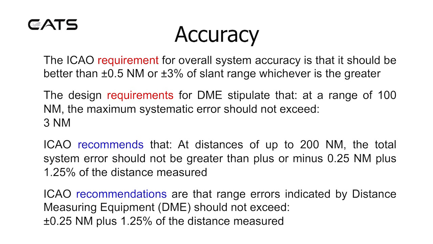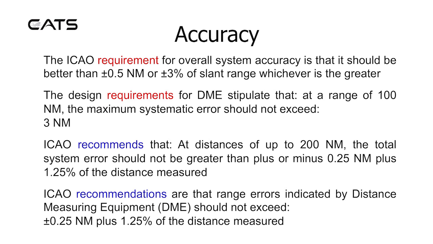Accuracy. The ICAO requirement for overall system accuracy is that it should be better than plus or minus 0.5 nautical miles, or plus or minus 3% of slant range, whichever is the greater. The design requirements for DME stipulate that at a range of 100 nautical miles, the maximum systematic error should not exceed 3 nautical miles.